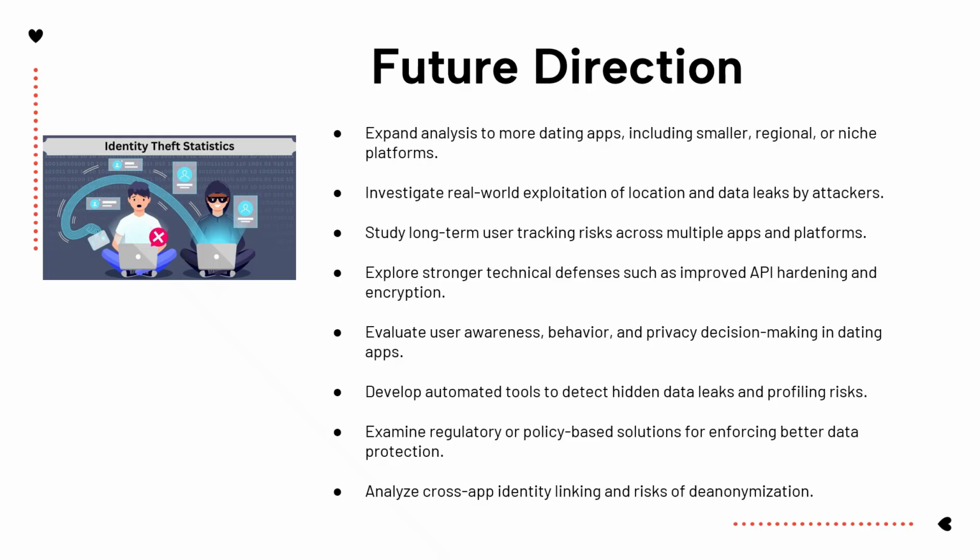Explore stronger technical defenses, such as improved API hardening and encryption. Also evaluate user awareness, behavior, and privacy decision making in dating apps. We have developed automated tools to detect hidden data leaks and profiling risk. We also have examined regulatory or policy-based solutions for enforcing better data protection and analyze cross-app identity leaking.